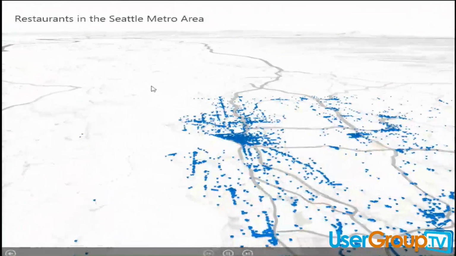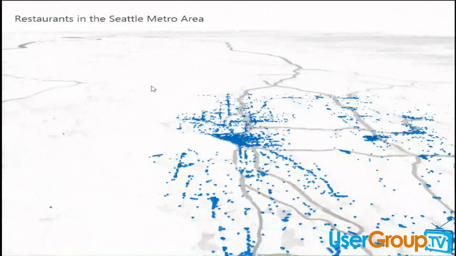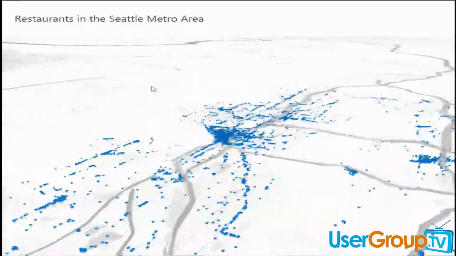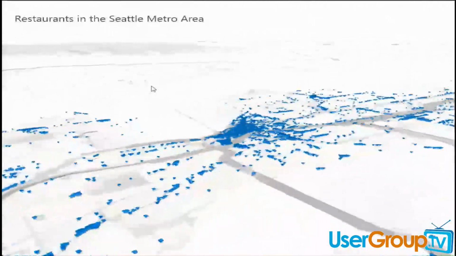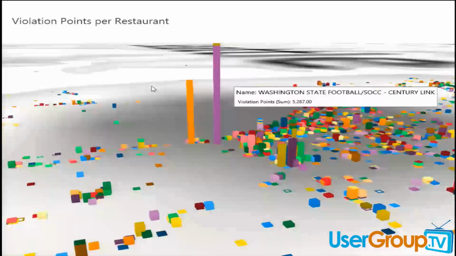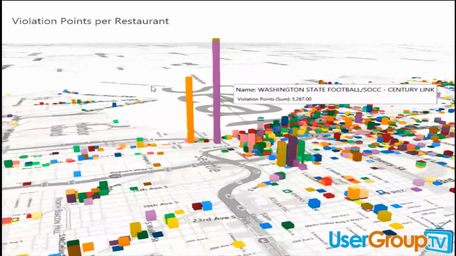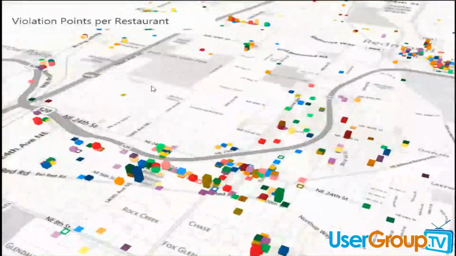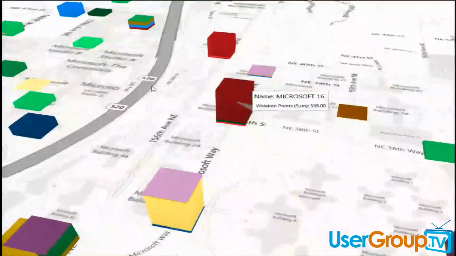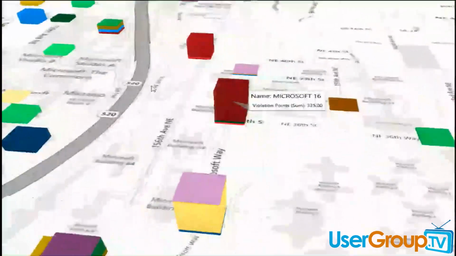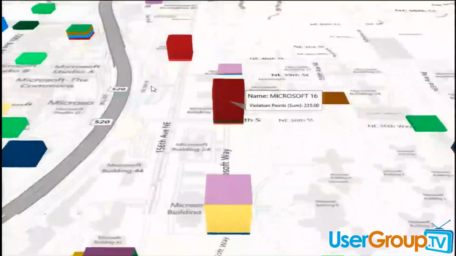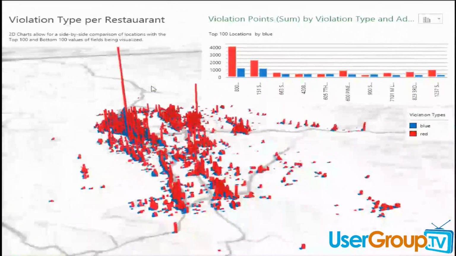So we're looking at, obviously, all the restaurants in the Seattle metro area. Doing some panning here. So here it's doing a nice glide in circle, showing all the addresses. And now, okay, we're going to focus on this one, which is the Washington State Football Stadium. So they have a lot of people there, so you may not want to eat there. That's what the map's telling you. So Microsoft, they have a huge campus, obviously, in Seattle. They have some violations, not a whole lot as compared to the other places.